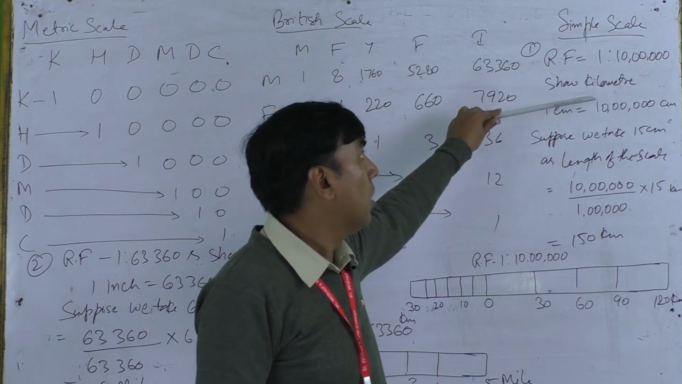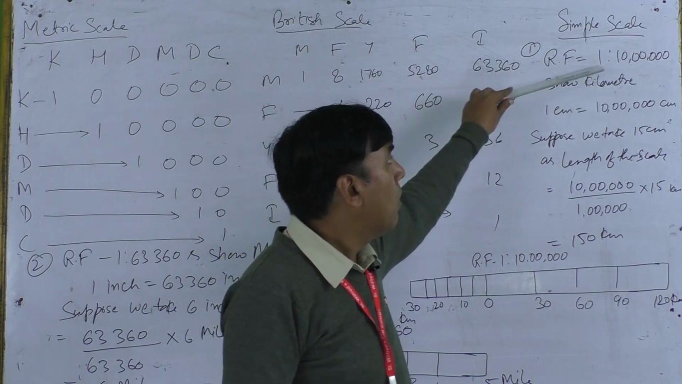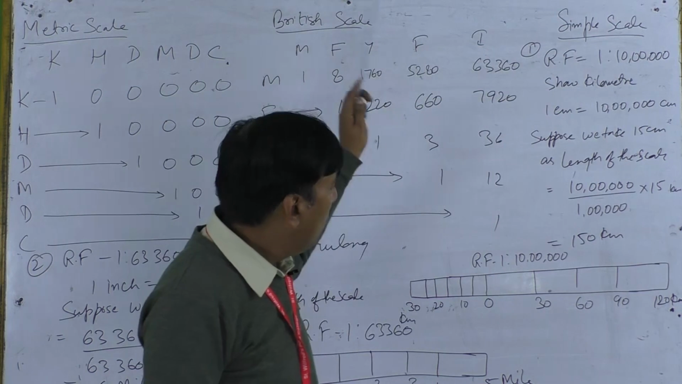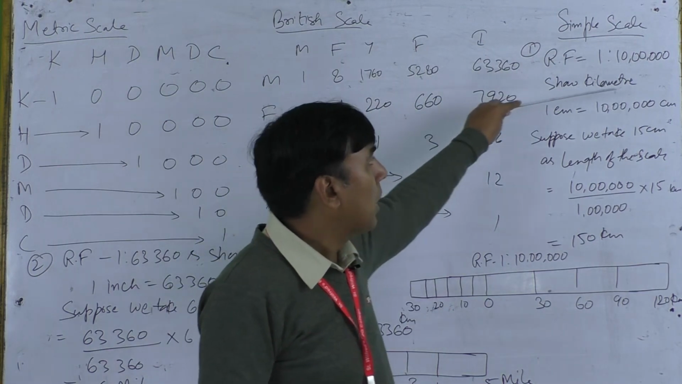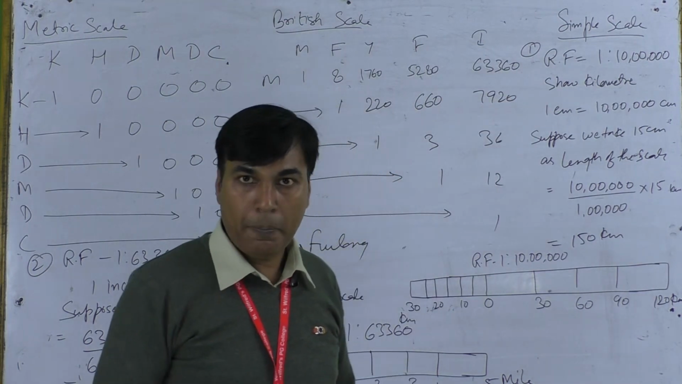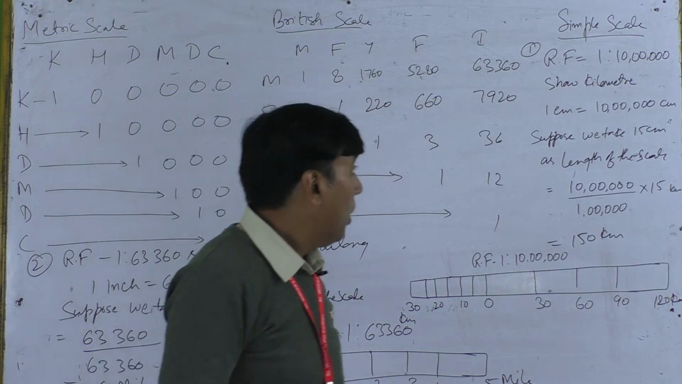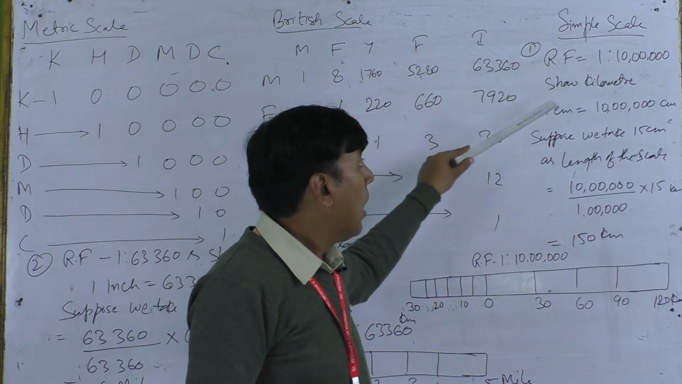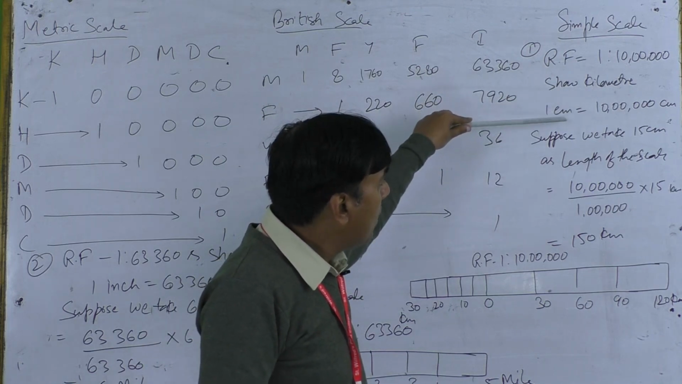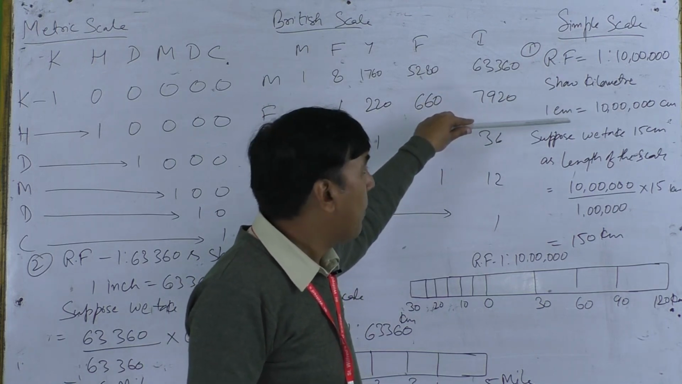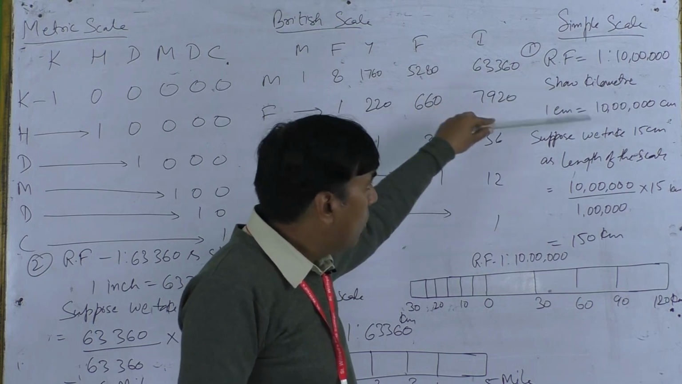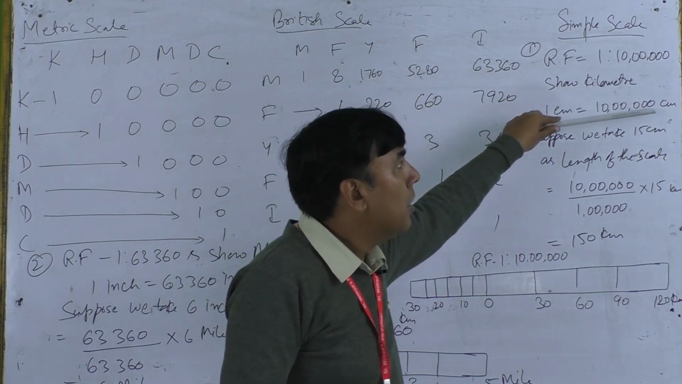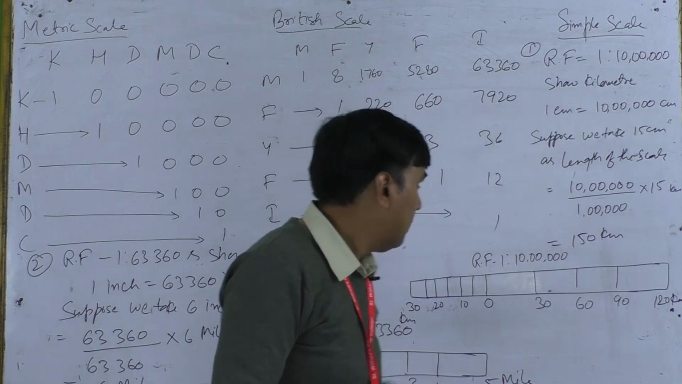So this is the question: if the RF is given 1 ratio 10 lakh, draw a scale and show the kilometer, then how will we do it? So now let's start. Suppose if I draw a 1 centimeter line on the map or on a paper, so 10 lakh centimeter distance shows on the ground.